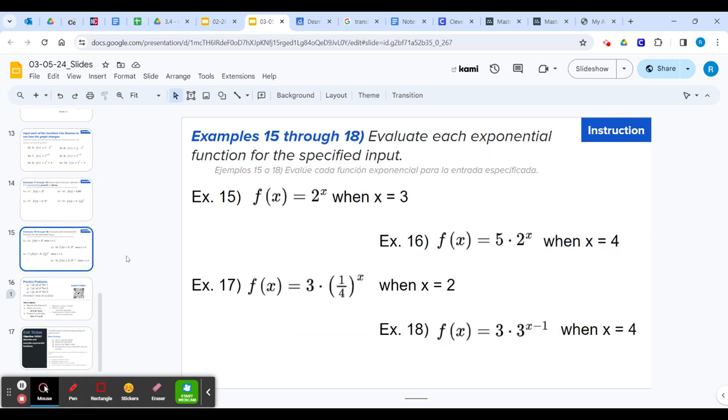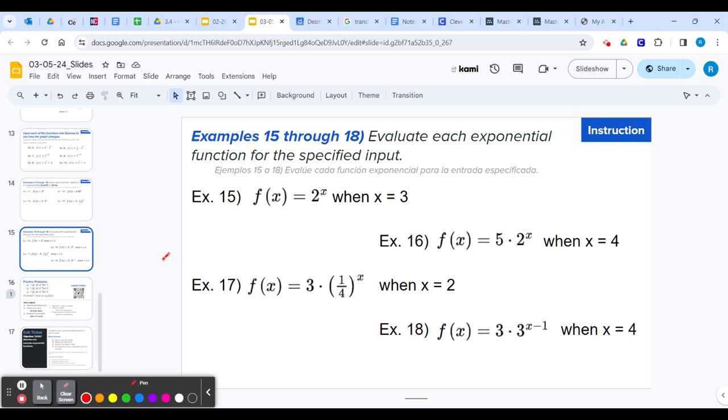All right, the last thing that we're going to do today is work on evaluating these exponential functions. It's a foundational skill that's going to come into play the next few days. So we have 4 different examples here. For each of these, we're going to plug in our input and evaluate it.